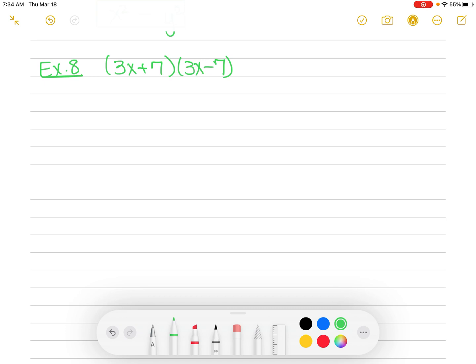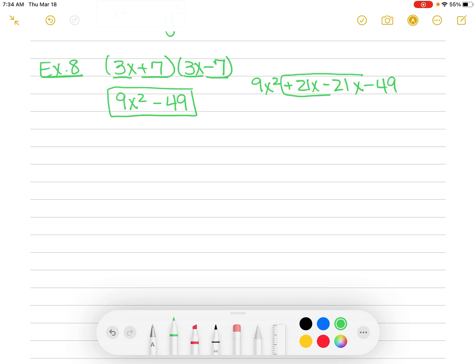Okay, now you should be back. So we're going to multiply the first two, which comes out to 9x squared, and multiply the last two, which is plus 7 and minus 7. So that's minus 49. And that's your answer. Now, if you had done it the long way, you would have gotten 9x squared plus 21x minus 21x minus 49. And then these two middle numbers would equal 0. And so that's why we didn't have a middle number here.